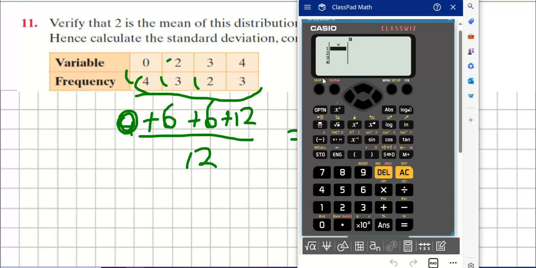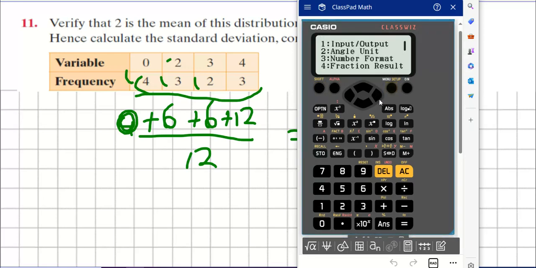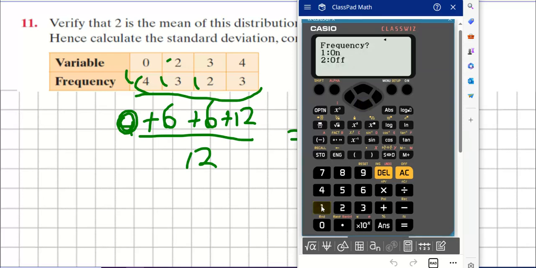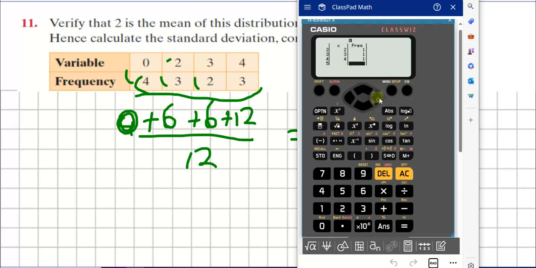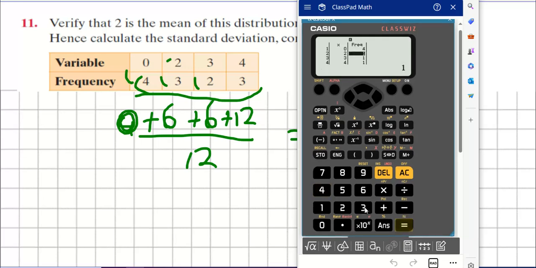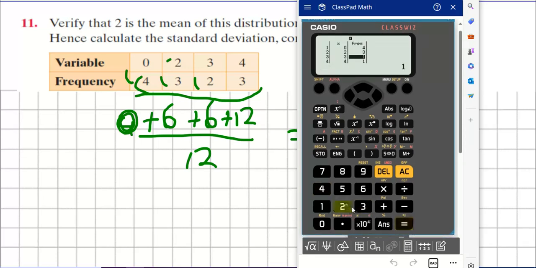It's a setup issue. Shift. Setup. Statistics. Frequency on. Okay. So we put in the numbers 0, 2, 3, 4. And then we put in the frequencies 4, 3, 2, 3. Ready?